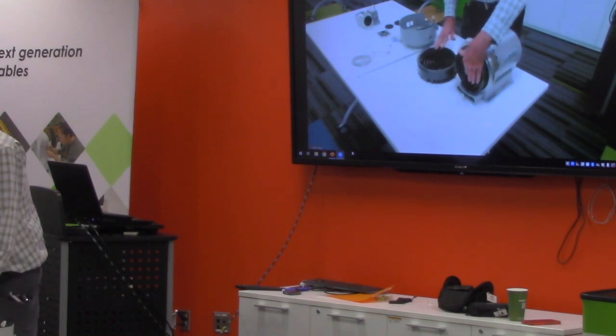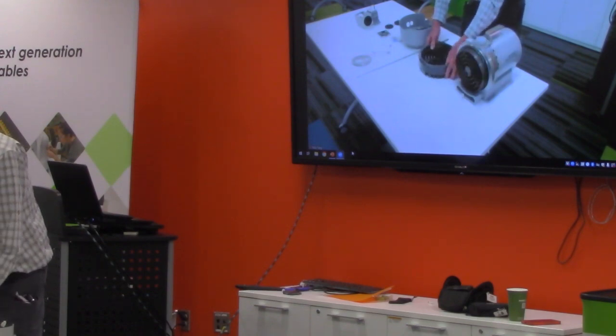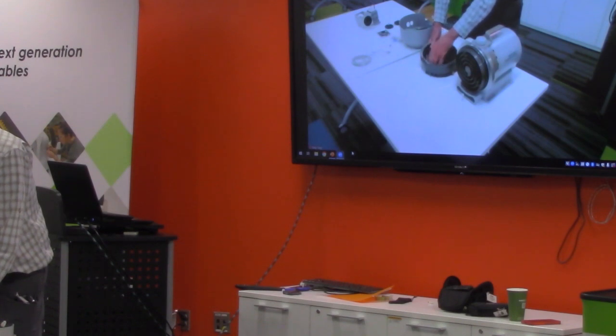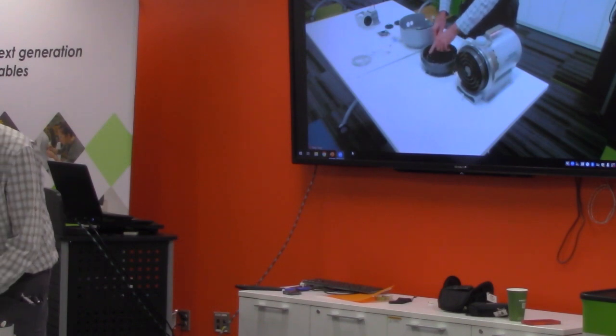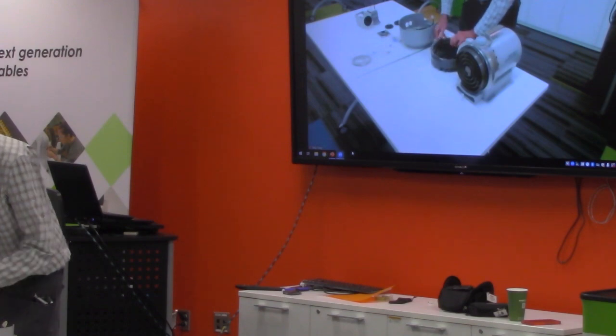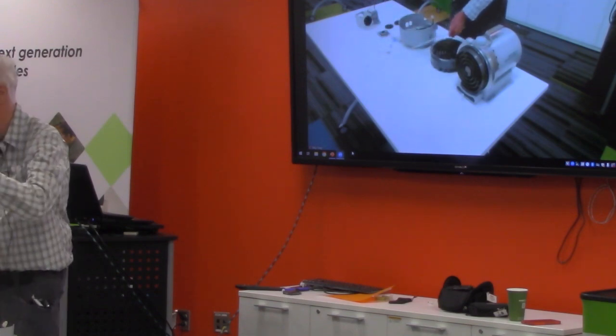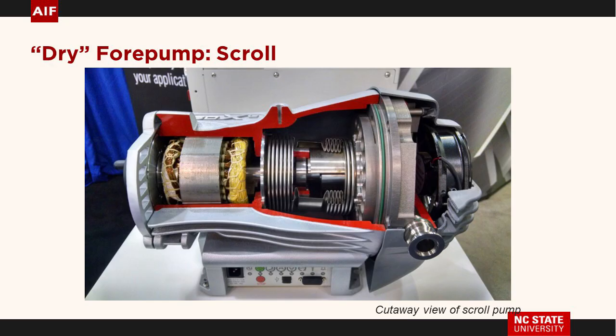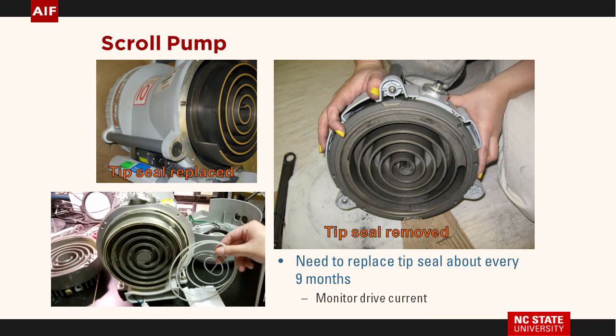And this one sets inside that one, but the tip seal is what goes in here. So if you can learn to replace this, you'll save yourself a lot of money. Here's a cutaway. This is all motor. And they're heavy. Remember, you have to paint your fingernails yellow if you're going to work on the tip seals.